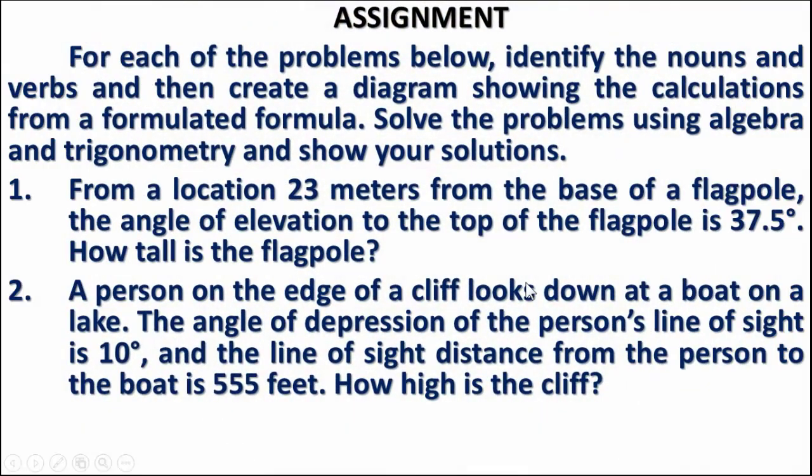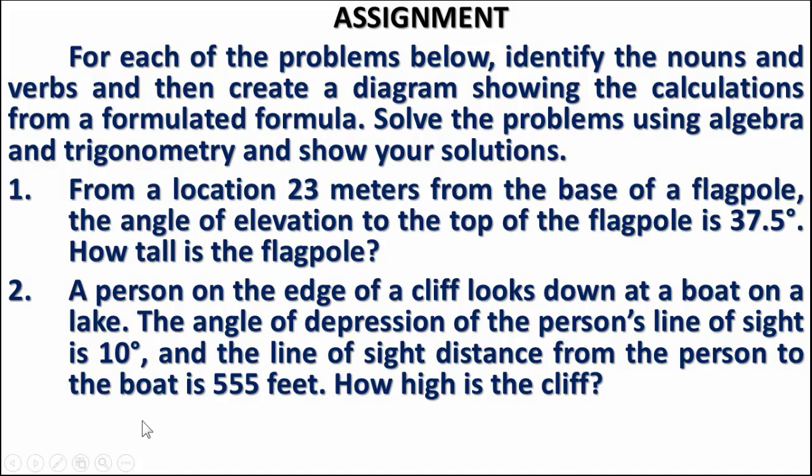Here is your assignment. For each of the problems below, identify the nouns and verbs and then create a diagram showing the calculations from a formulated formula. Solve the problems using algebra and trigonometry and show your solutions. Problem number 1. From a location 23 meters from the base of a flagpole, the angle of elevation to the top of the flagpole is 37.5 degrees. How tall is the flagpole?